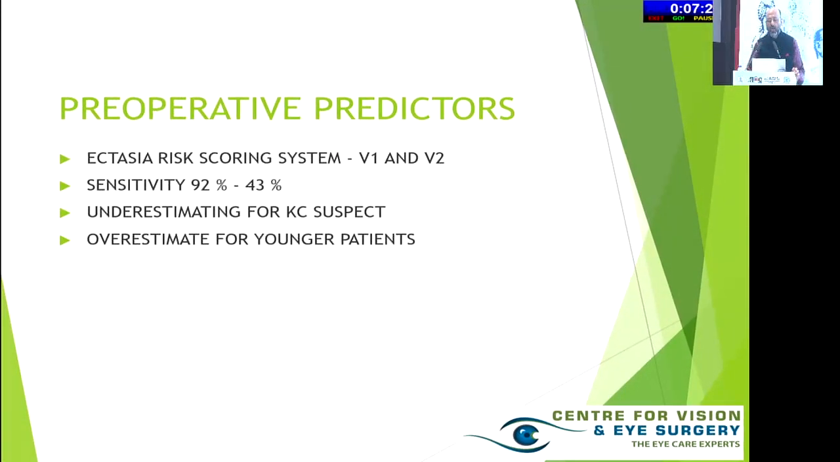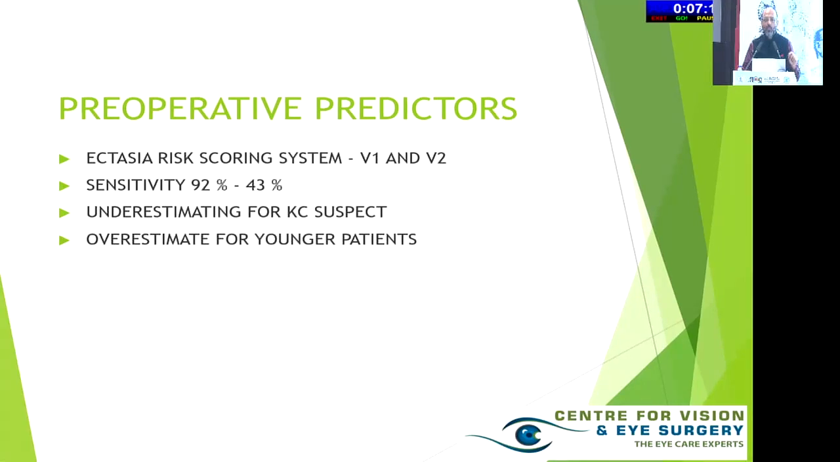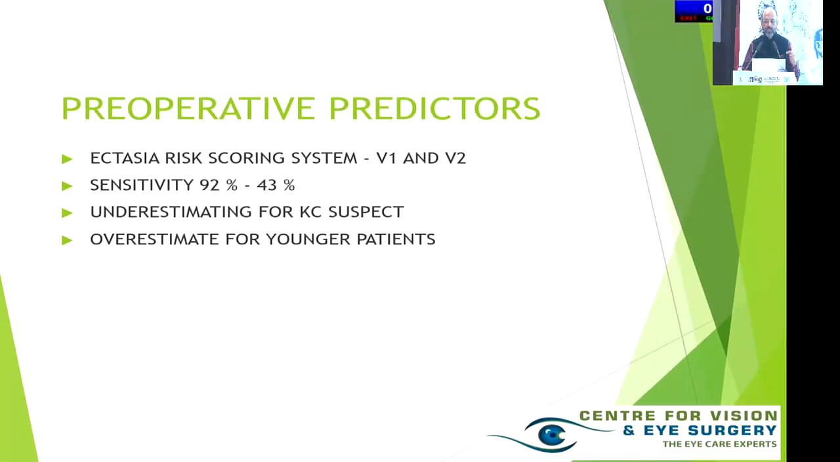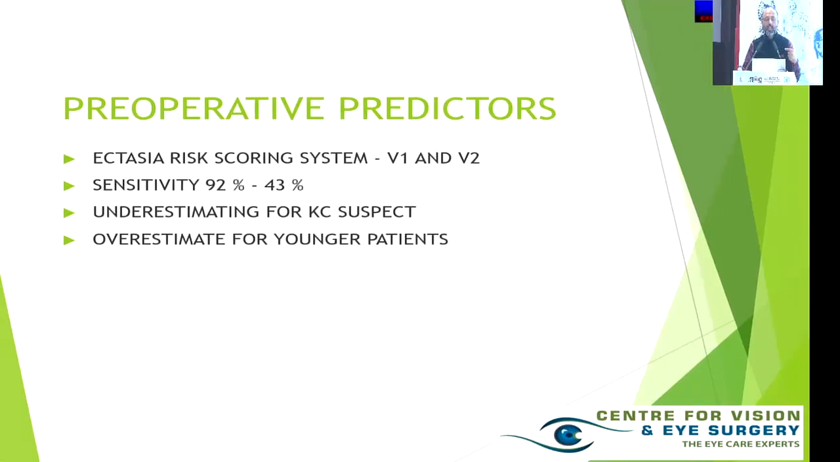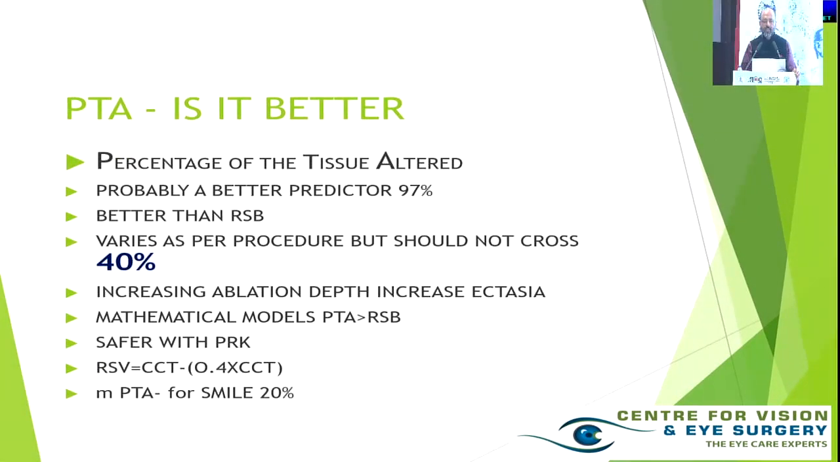Now, there are some preoperative predictors which have been mentioned in literature, which I mentioned, the ERSS. The sensitivity is up to around 92%. But the understanding is that it tends to underestimate for keratoconus suspects and overestimate for younger patients. PTA is said to be a better concept which has come in the last maybe 10 to 12 years. PTA stands for percentage of tissue altered, and the predictability is about 97%, better than RSB, and varies as per the procedure. Just remember that for LASIK, about 40% is considered the upper limit.